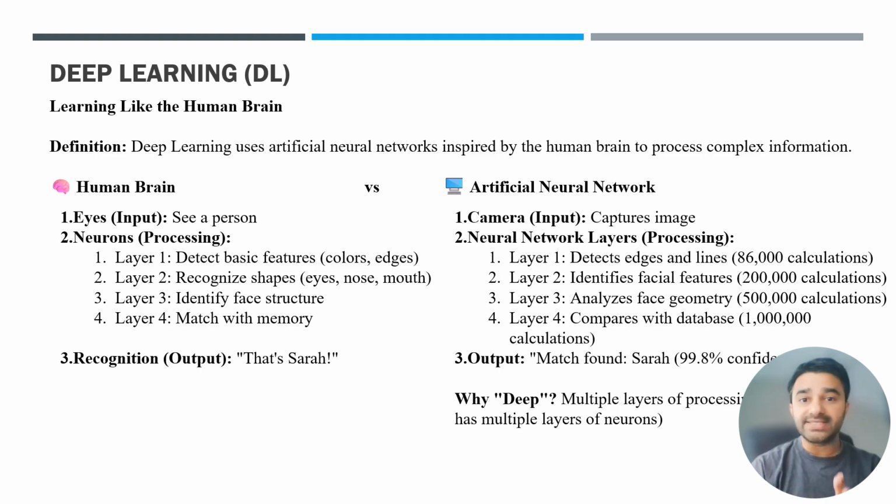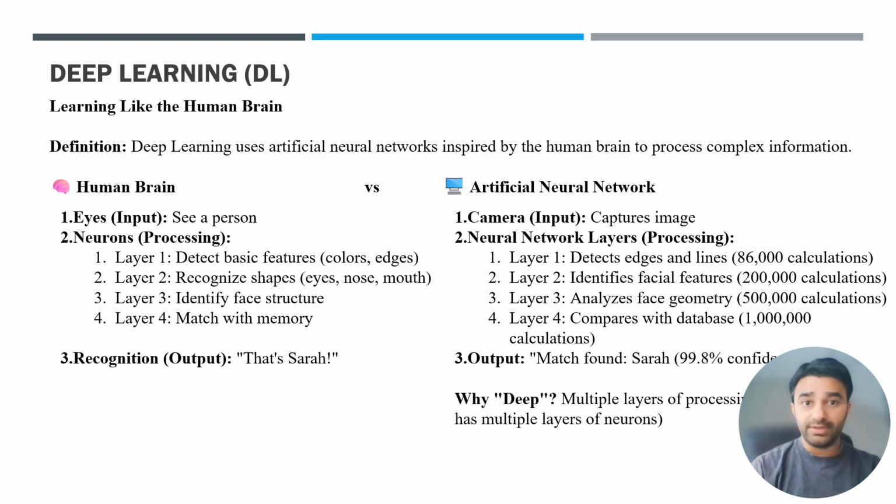First, your eyes capture the visual information. This is the input stage. Then, your brain's neurons start processing this information in layers. In the first layer, neurons detect very basic features like colors, edges, and lines, and your brain is essentially breaking down an image into simple components. In the second layer, neurons start recognizing more complex shapes. They identify eyes, nose, mouth, and other facial features. They are combining those basic edges and colors into meaningful shapes.